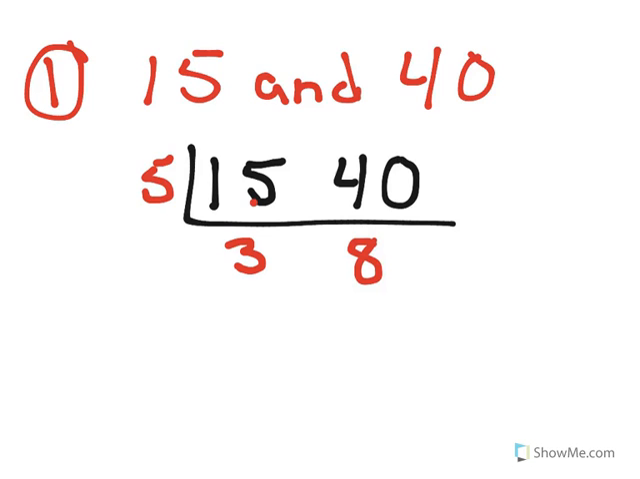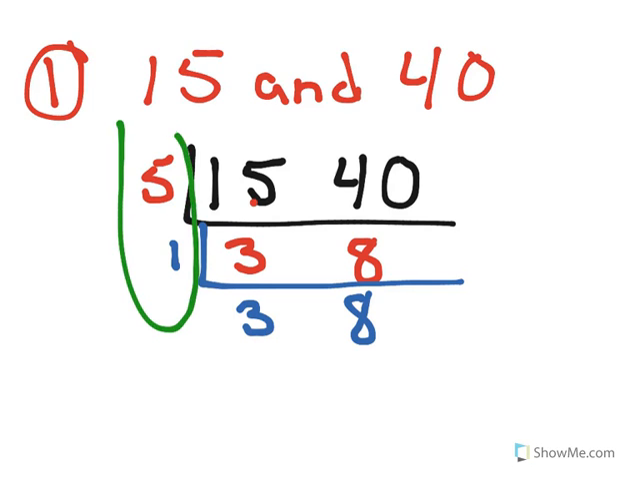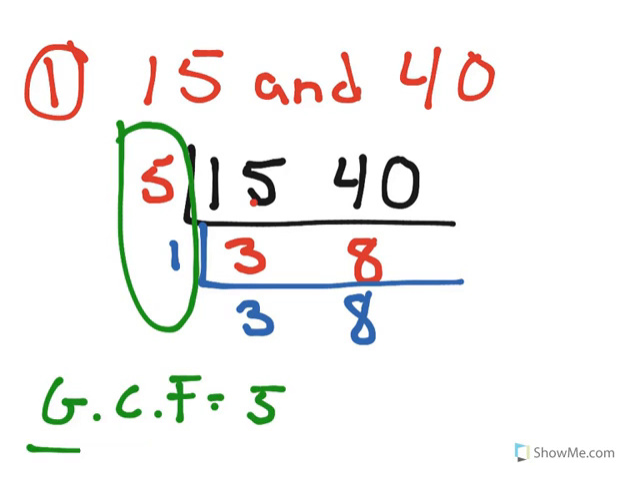Now, this is where a lot of people skip this part. You don't have to do this. The only thing that's going to go in 3 and 8 is 1. So when I get to 1, that tells me I'm done. So this is all my factors at this point. Now, I told you guys in class, GCF is to the left. So when I do the GCF, I'm going to multiply 5 times 1, and I'm going to get 5. So the greatest common factor of 15 and 40 is 5.